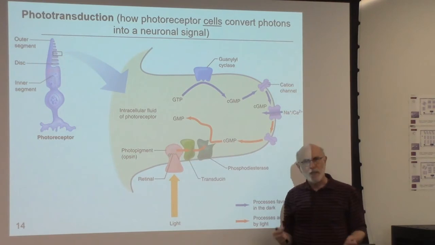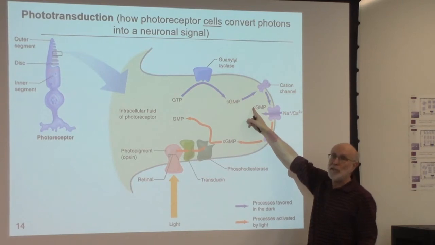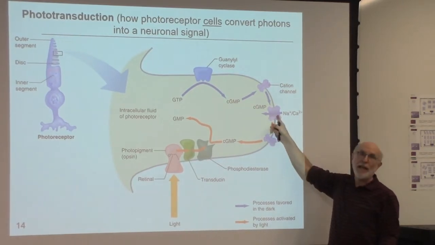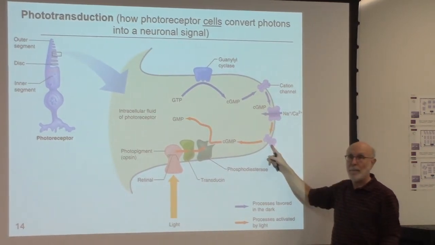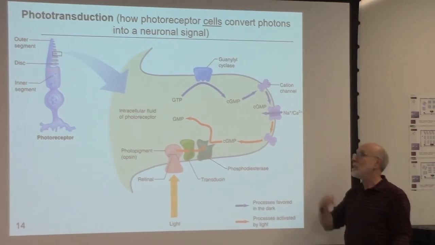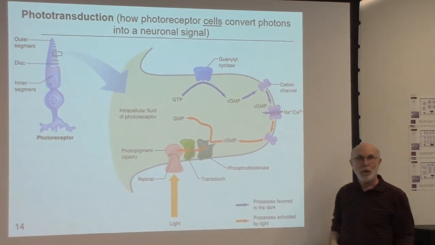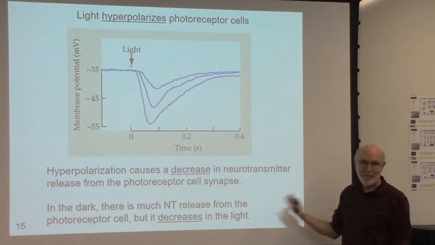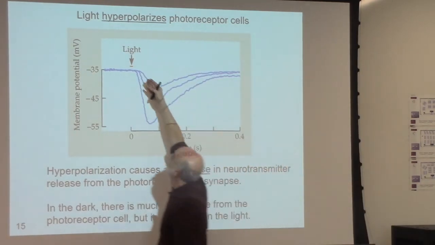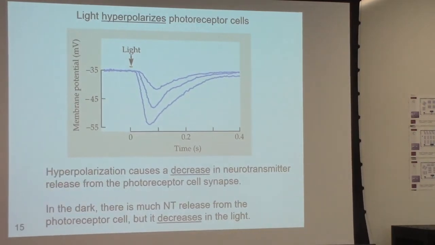Well, this is weird, but this is the way it is. Breaking down cyclic GMP lowers the concentration of cyclic GMP, which causes the cyclic nucleotide gated ion channel to not have its activator, so it closes. So light causes the closing of a sodium-calcium channel. What does that do to the membrane potential? Hyperpolarizes it. Light causes a hyperpolarization of the rod or cone.